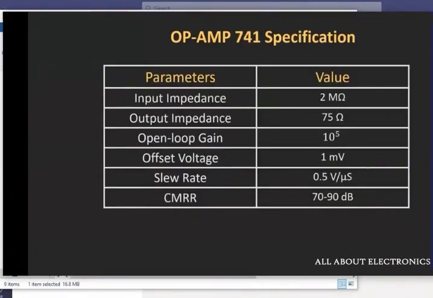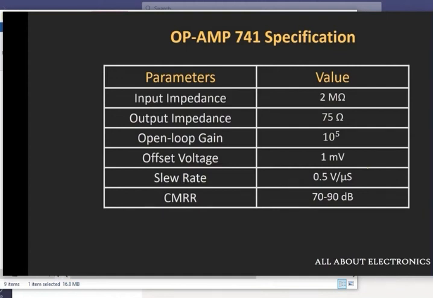So here is the list of different parameters and the values of different parameters for the general purpose 741 op-amp IC. Now if you see the different op-amp ICs, they are optimized for different parameters. Let's say one op-amp is optimized for a very high slew rate, while another op-amp is optimized for a very high open loop gain. And if you see some other IC, you might find that it is optimized for very low offset voltages. So depending upon your application, you need to decide which parameter is critical, and based on that you can decide which op-amp is suitable for your particular application.